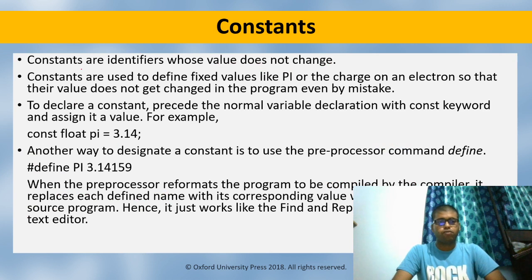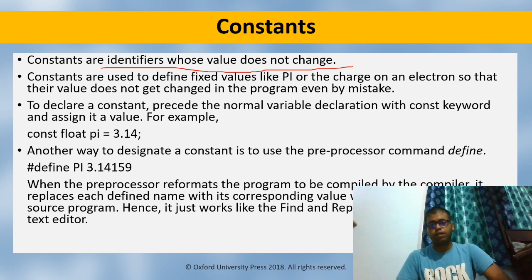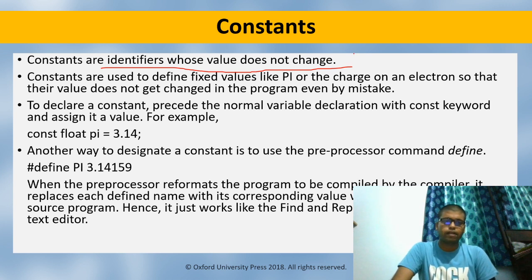Constant. Now constants are identifiers whose values do not change. So we can define one constant at the start of the C program. So it will be fixed all over the C program or in the file. So in that particular C file, that constant will be the same and it is fixed. We cannot change that value.